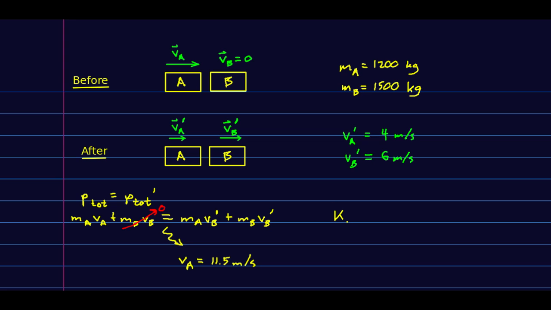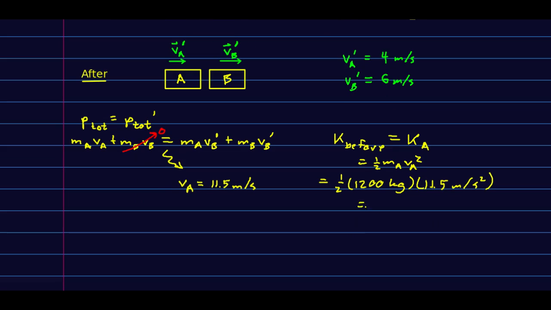So the kinetic energy before is just the kinetic energy of car A before. And so that's just a half m_A v_A squared. Okay, so a half times 1,200 kilograms times 11.5 meters per second squared. And if you plug that into a calculator, you're going to find that that is about 7.94 times 10 to the 4 joules.